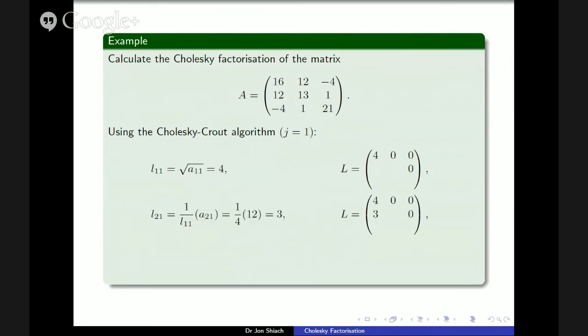As we go down, we have 1 over the diagonal element, so 1 over L11 times A21. That's a quarter of 12, which is obviously 3. And if we go to L31, again, 1 over L11 times A31, a quarter of minus 4, that's obviously minus 1. So you proceed down each column, as we did with the LU Crout algorithm.